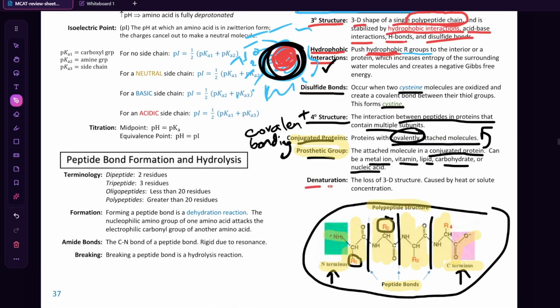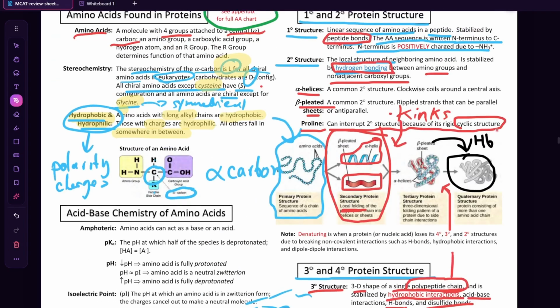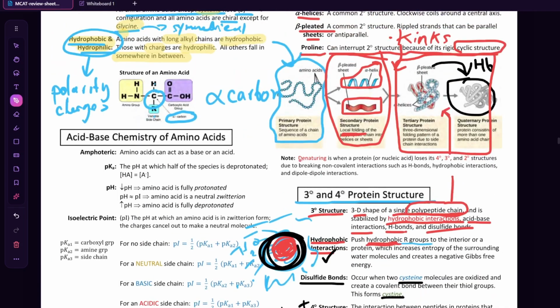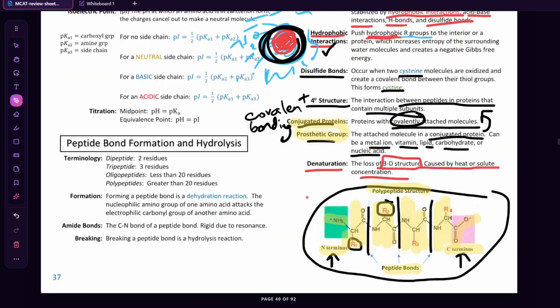And then proteins can also denature, meaning the loss of 3D structure. So 3D structure, remember, is tied to tertiary structure and quaternary structure, because quaternary structure is basically tertiary but multiplied. And that's caused by heat or solute concentration. See, it talks about denaturing again here, when a protein loses its fourth, third, and second structures. So you have to remember that denaturation is a result of losing these, but you never lose the primary structure, right? It doesn't say that explicitly, but you're not losing primary structure. It's due to non-covalent interactions such as H-bonds, hydrophobic interactions, and dipole-dipole interactions; those interactions are breaking. And so, in other words, your protein is breaking down.